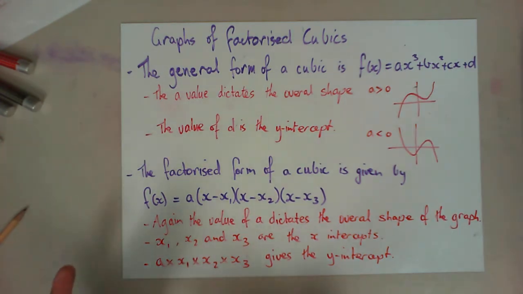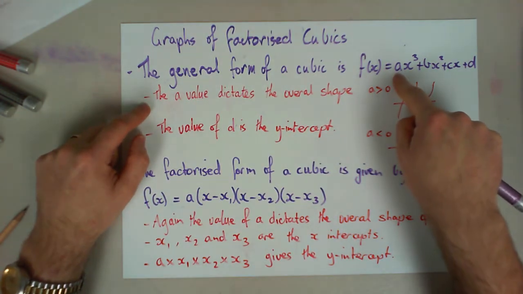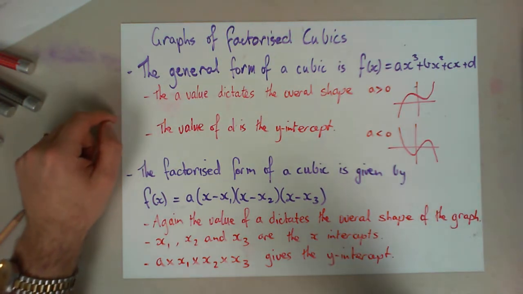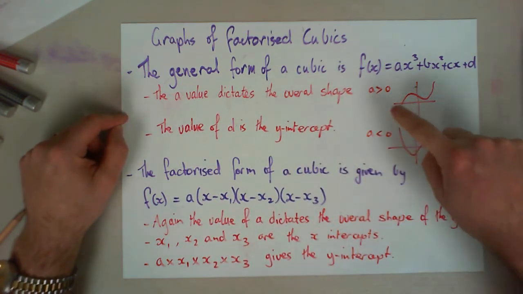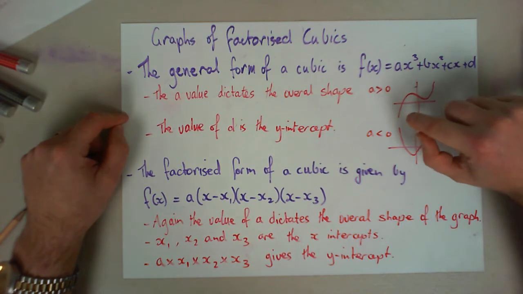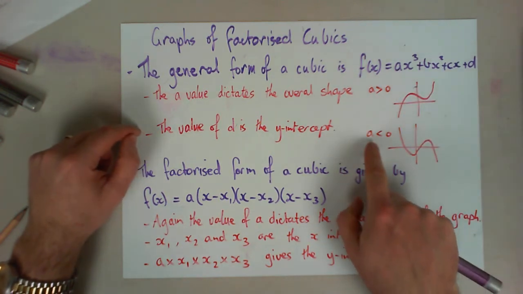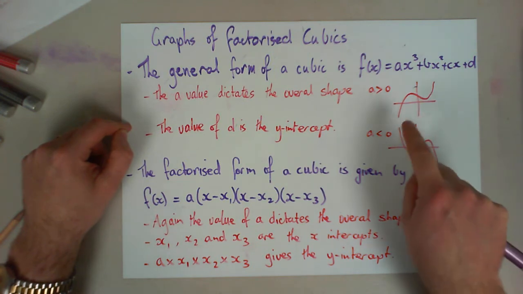So what information can we get out of that in terms of drawing a graph? Well, the a value out here, the coefficient of x cubed, like the coefficient of x squared, is going to set our shape, whether it's a positive or a negative cubic. When a is greater than 0, so when it's positive, it looks like this. You can think of it as if a is positive, then we start off with a positive gradient. If a is negative or less than 0, we start off with a negative gradient, and it's going to be shaped like this.